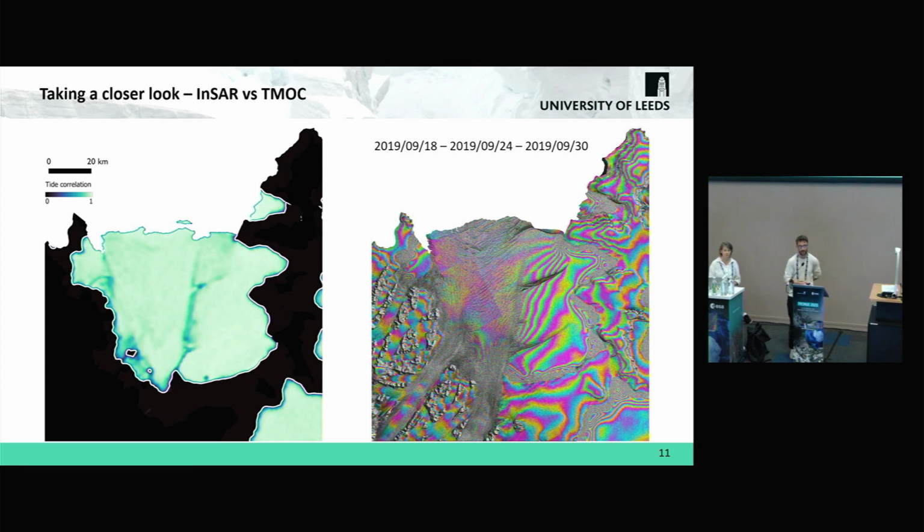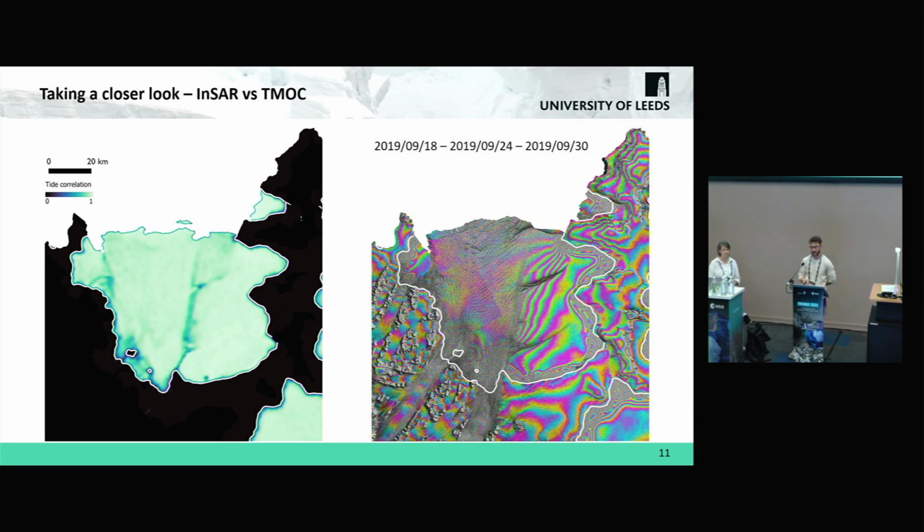Get good coherence on the eastern margin. This hasn't come out that well, actually. But here, and on the western margin, we'd get no coherence where it's fast flowing. And if I plot the grounding line from the figure on the left onto the one on the right, you can see that actually it lines up really nicely.